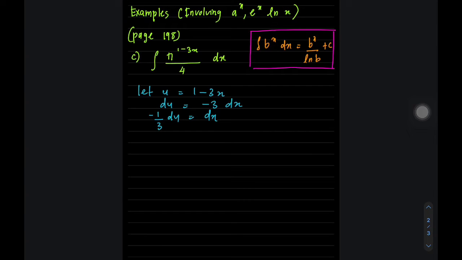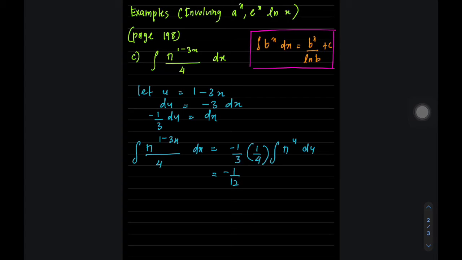So what happened to your question? Pi power of 1 minus 3x over 4 dx. Negative 1 over 3. Can put 1 over 4 outside also. 1 over 4. Pi power of u du equivalent to negative 1 over 12.